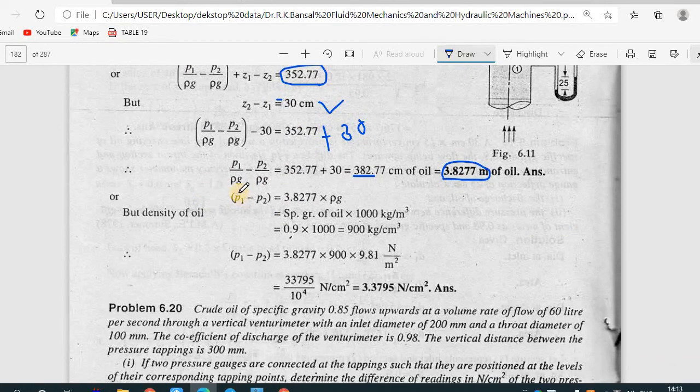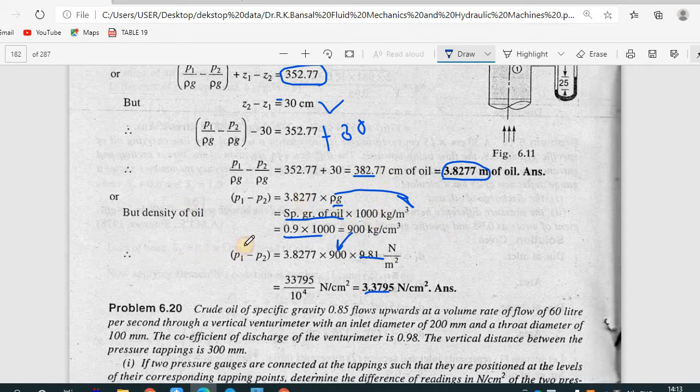So if you want to calculate only P1 minus P2, we take rho g as common and multiply it with this value. So 3.8277 into rho g, where the liquid flowing is oil. So the specific gravity of oil, 0.9, into 1000, this will be 900, and g is 9.81. So P1 minus P2 will be 3.3795 into 10 to the power 4 Newton per meter square. So the final value is coming out to be 3.3795 Newton per centimeter square.